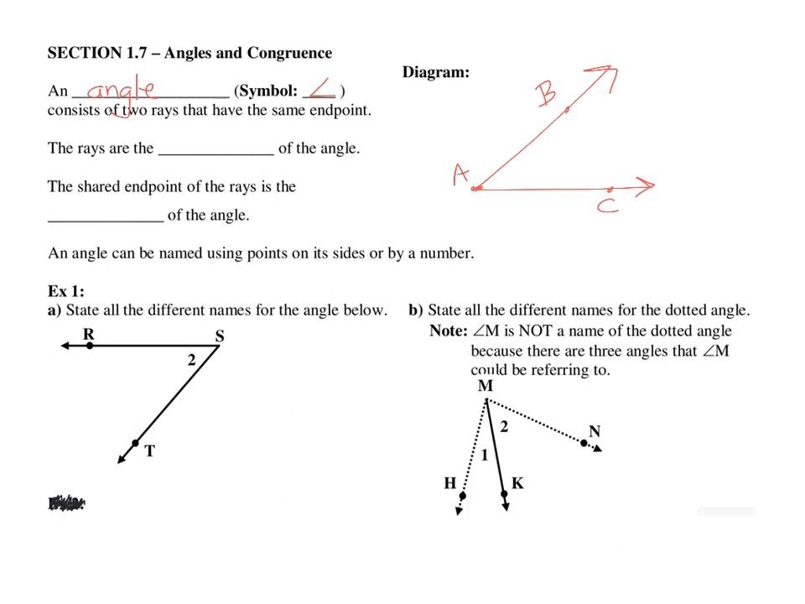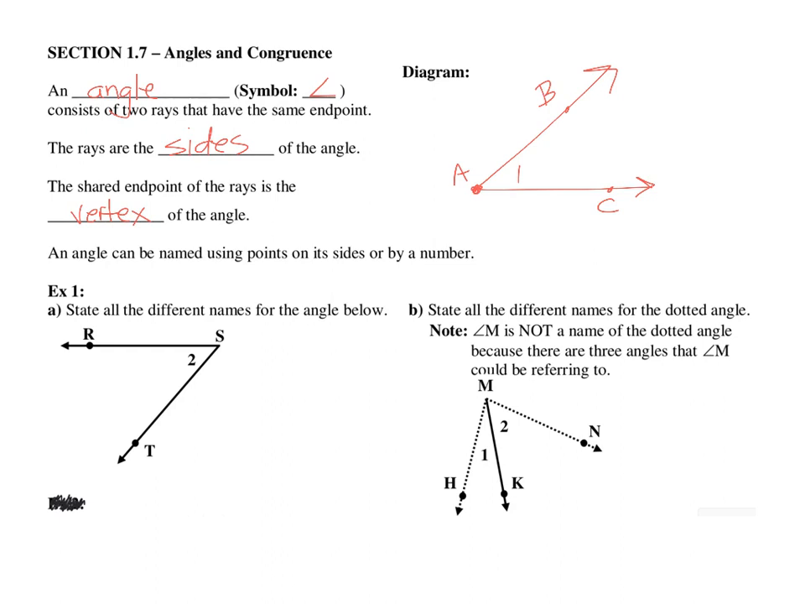Okay, and the rays are known as the sides of the angle, and the shared endpoint of the rays is the vertex of the angle. Now an angle can be named using points on its sides or by a number. We could also put a 1 here and call that angle 1. Let's go through a couple examples of how to name angles.